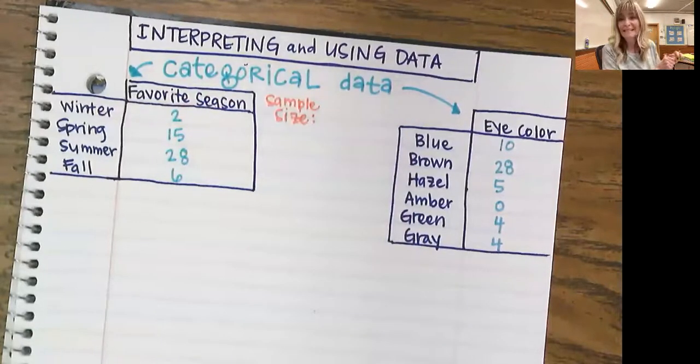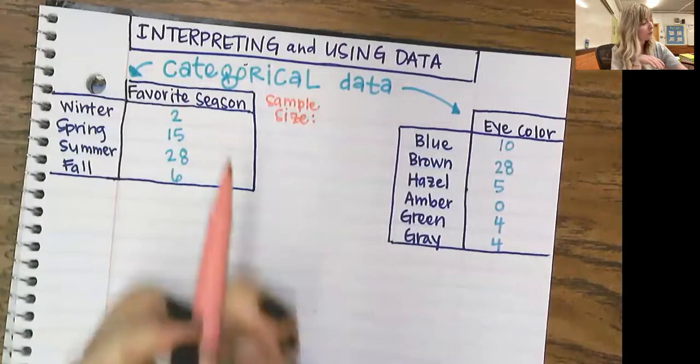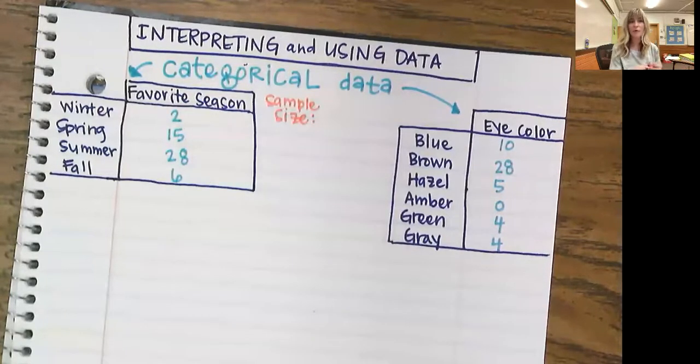For the favorite season, can you find out for me the sample size? In other words, how much data did I get? How big was my sample? In other words, how many people responded to the Google Forms survey? Well, to find that, all I have to do is add those numbers up, right?